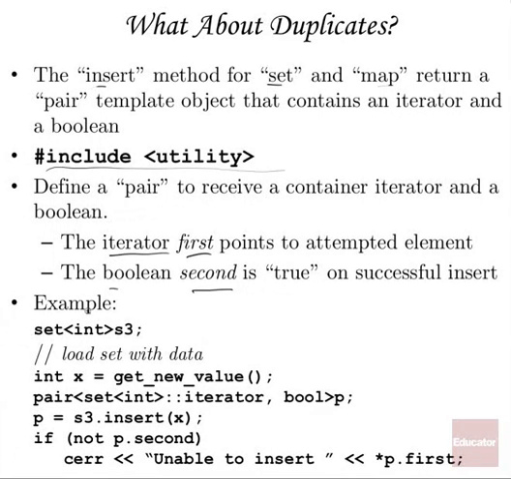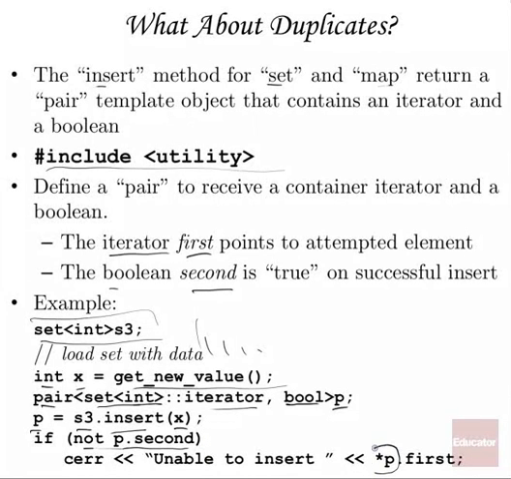So here's an example. We have an integer set called S3, and we've loaded it up with some arbitrary data. We have some function in our application where we get a new value for X. So we have a pair where the integer set iterator is the type of first, and bool is the type for second. I just happen to call the variable p. P stands for pair. So p equals S3 insert X. We take this integer value and insert it into set S3. The return value goes into p. If the second is false, we couldn't insert it. And so we can say unable to insert, and we dereference p and get the first.